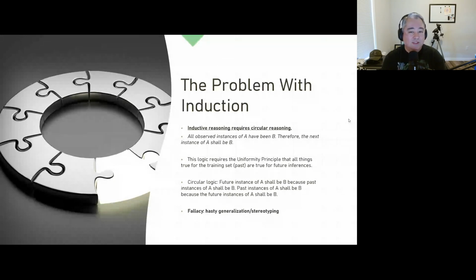Part of the issue with inductive logic is the fact that it is actually circular logic. And when you break it down and you get all the way down to the nitty gritty, inductive logic requires what's called the uniformity principle, that all things that are true from the training set or the past are going to be true for future inferences. And we know this doesn't work, right? Anybody who plays the stock market knows that past performance of a stock is not indicative of future performance. I mean, they tell you that all the time in the advertisements because they have to. The Securities and Exchange Commission says, "Thou shalt say this, otherwise we're going to punish you."